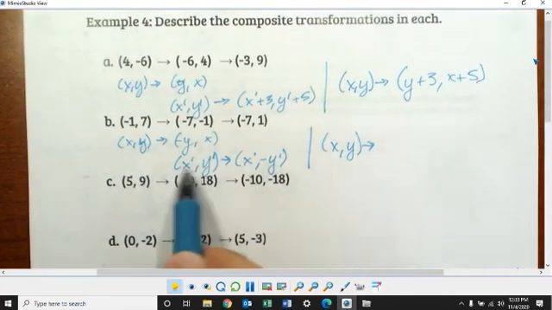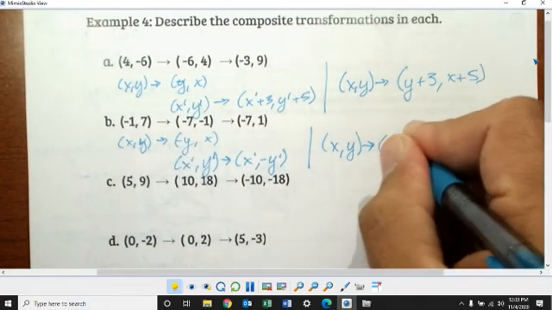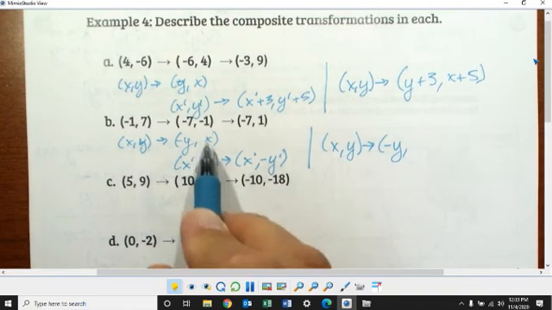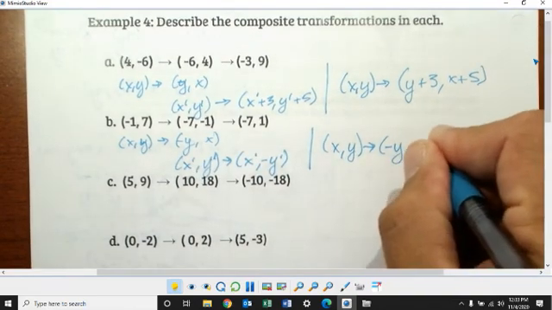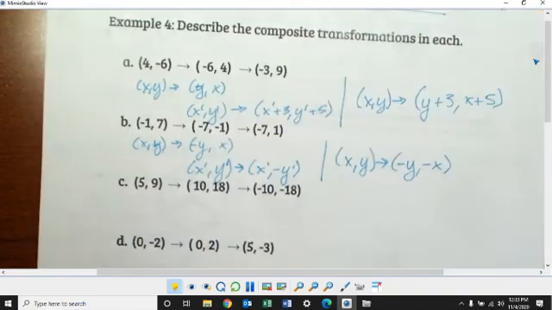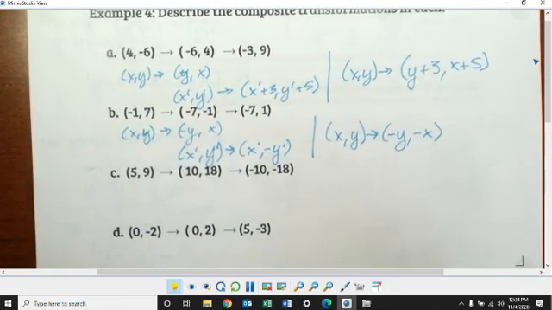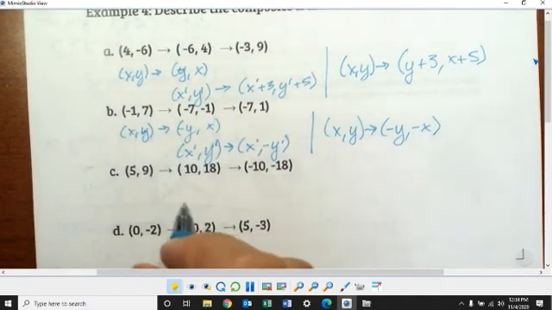So my final rule, x, y, let's see. I've got x prime. x prime is equal to negative y. So this is negative y. And I've got negative y prime. Well, y prime is x, so this is negative x. So my x, y becomes negative y, negative x. That's my final rule. All right? Let's see here.